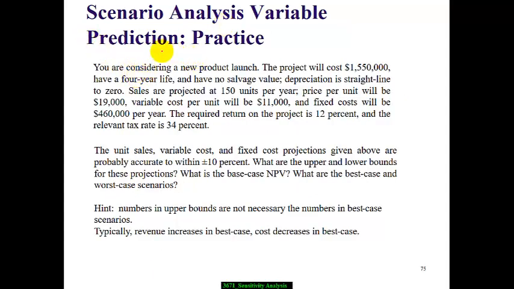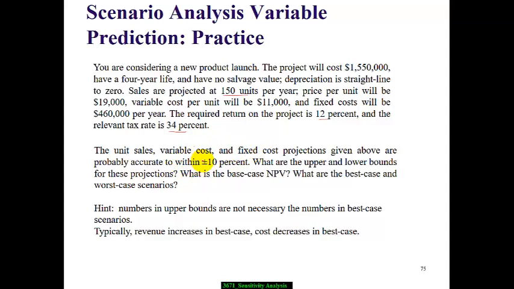Now I want you to take a look at this practice question. This is a new product launch. The product costs $1,550,000. It's a 4-year project with no salvage value and straight-line depreciation to 0. Sales will be 150 units every year. Price per unit will be $19,000. Variable cost per unit will be $11,000. Fixed cost will be $460,000. Discounted at 12%, tax 34%.